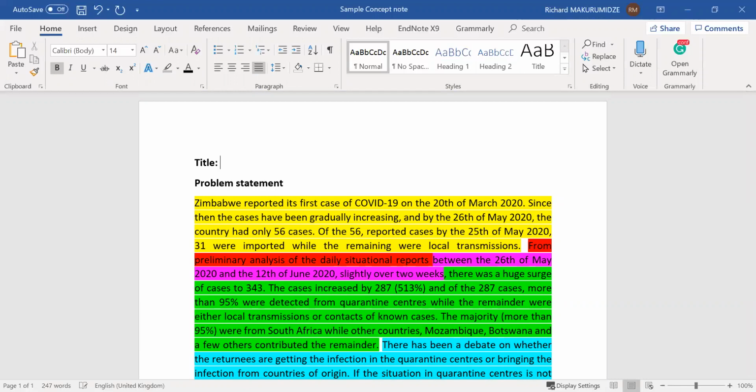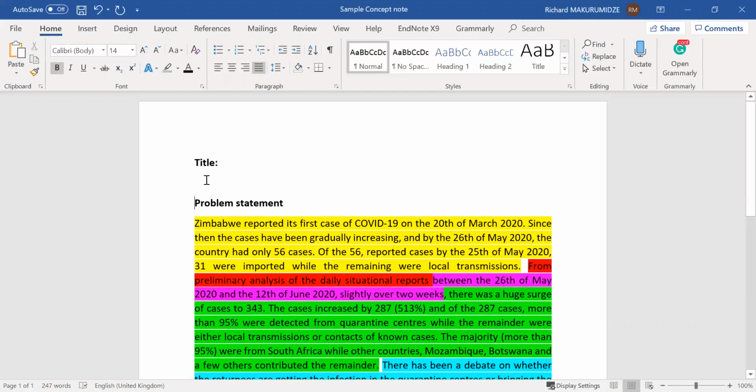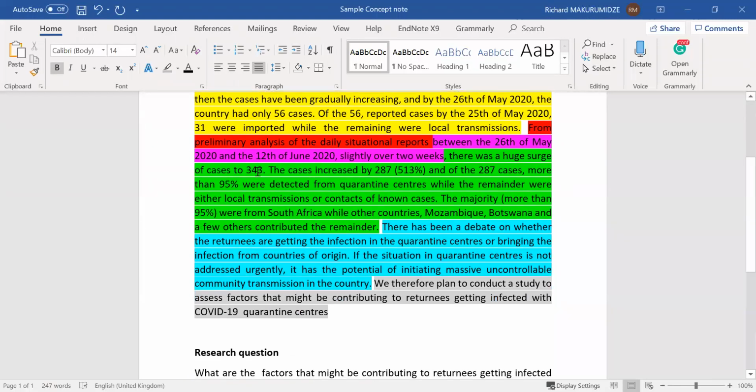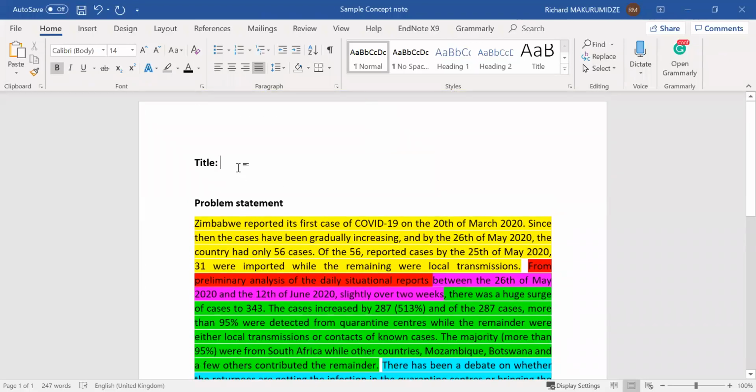they base their research on a title. You don't start research with a title. You start research with a problem, and then you can think about your title, whatever you want to give your title. These are examples of title.